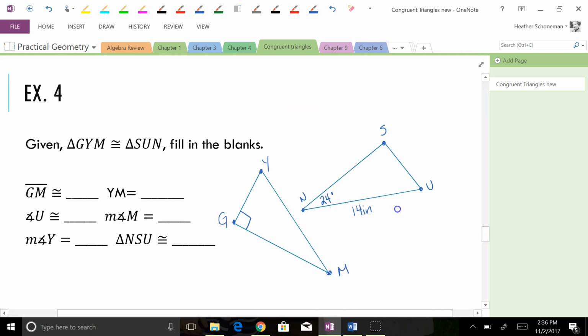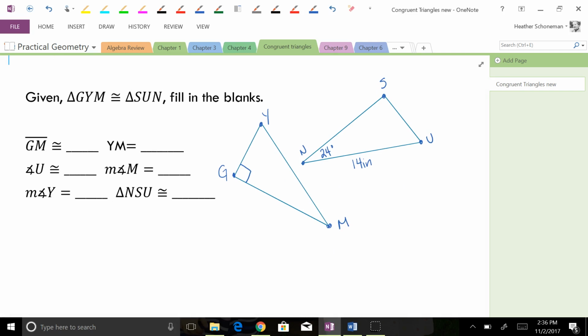Let's try another example. Given that JYM is congruent to SUN, again, we're going to use the congruent statement. So this first one, because it's got a bar over in congruent, it wants the letters. Well, JM is the first and the last, so it's got to match SN. And it says YM equals, with no bar and an equal sign, they're looking for a number. Okay, so let's see. YM is the last two, so it's got to match with UN. So YM matches with UN, so these must be 14 inches.